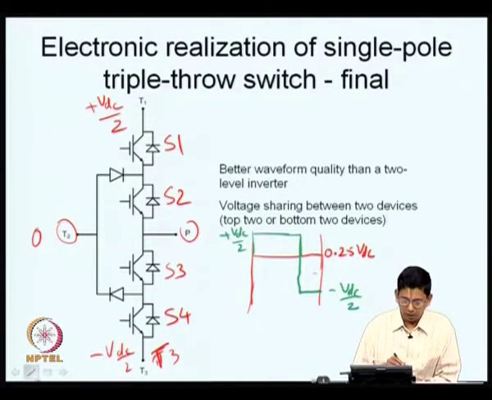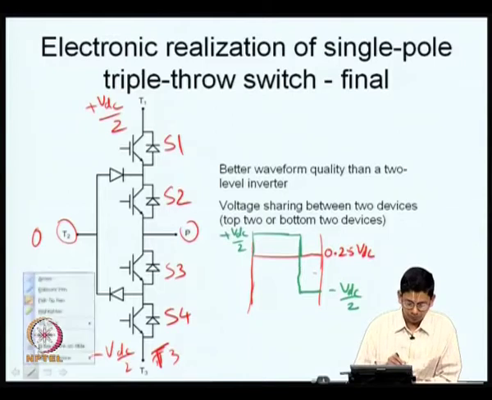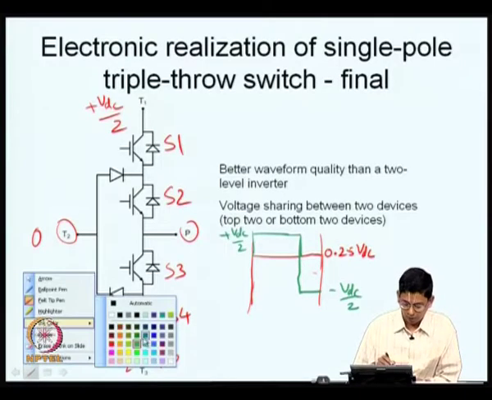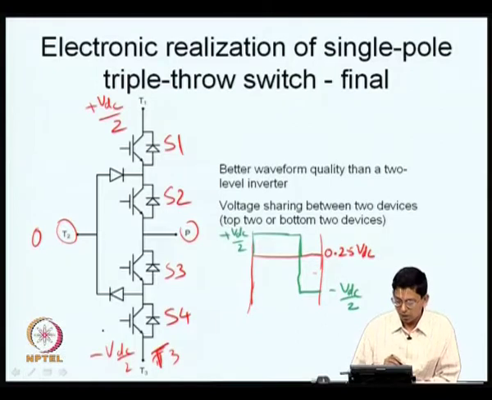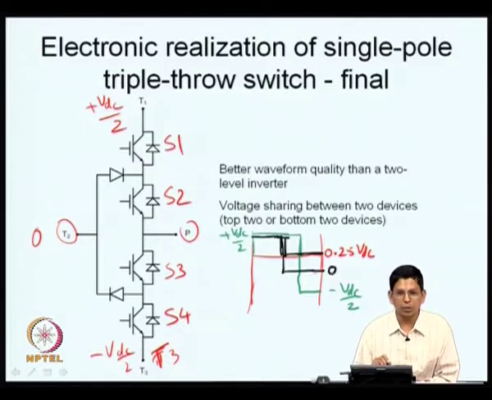If I consider a 3 level inverter, what I can do is apply either plus VDC by 2 or 0. I can apply plus VDC by 2 for half the time and apply 0 for the other half of the time. So, this will also produce the same average voltage. My 0 is not here actually, please ignore that mistake, this is 0. So, I will apply plus VDC by 2 for half the time and 0 for the remaining half.